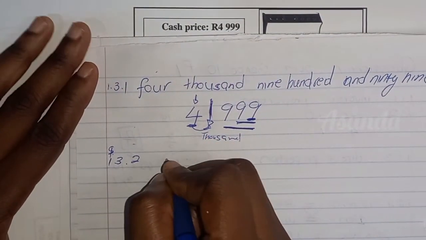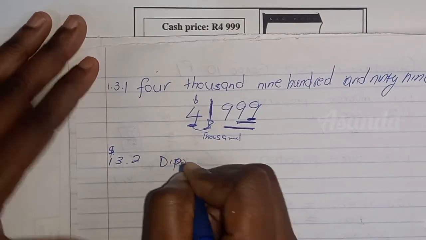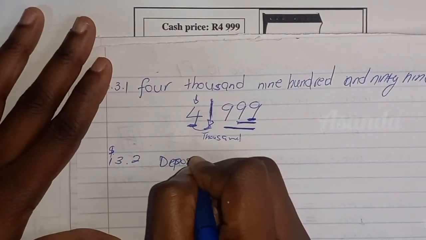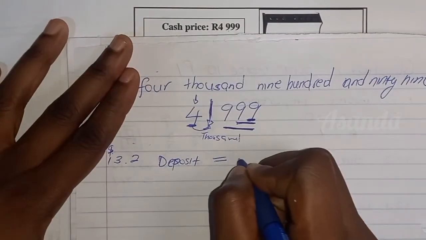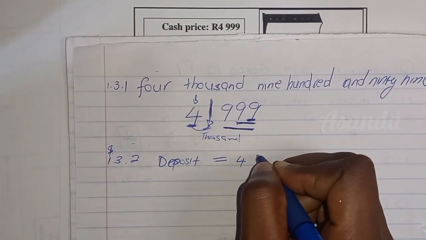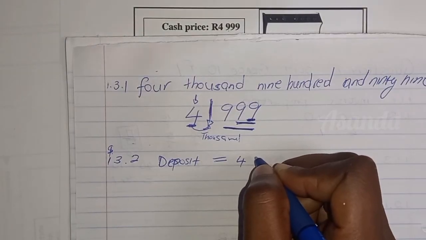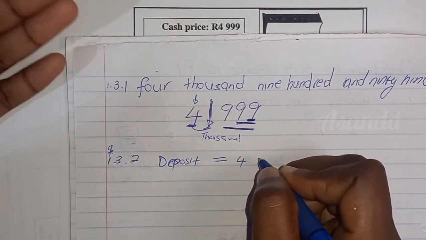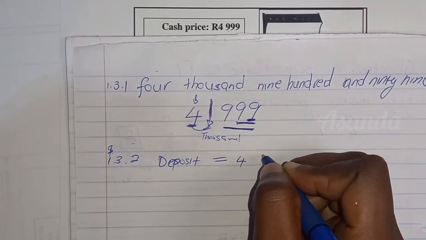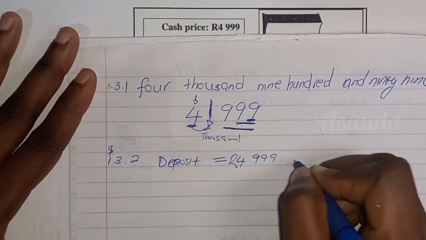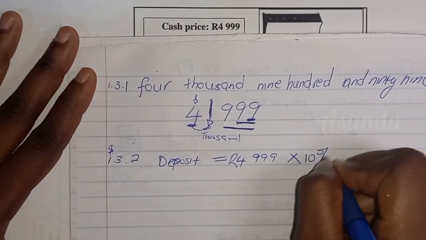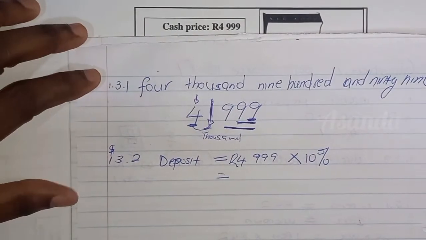We have to calculate the deposit, which is equal to the price of the stove. That's because when you walk into the shop, they say it's 4,999 rand. And then you say, I want to buy it on hire purchase. They say, okay, 10% deposit. So we've got 10% and the price, and the price is 4,999 rand. Then we multiply by the percentage so that we can find out how much the deposit is.